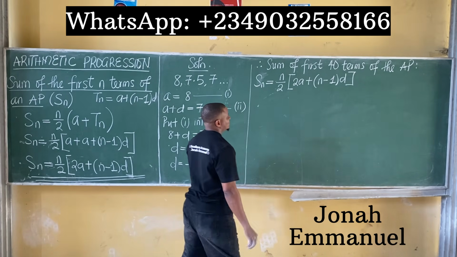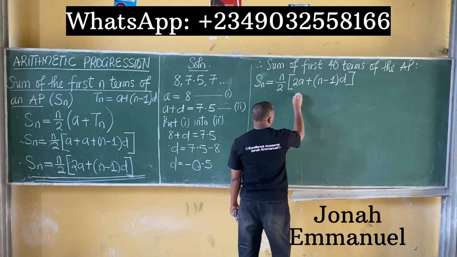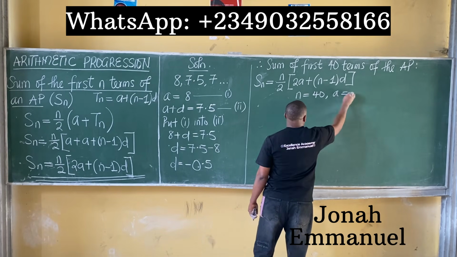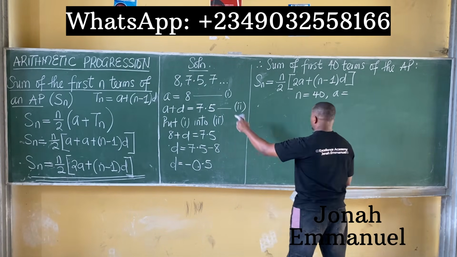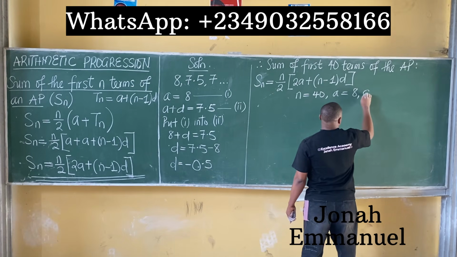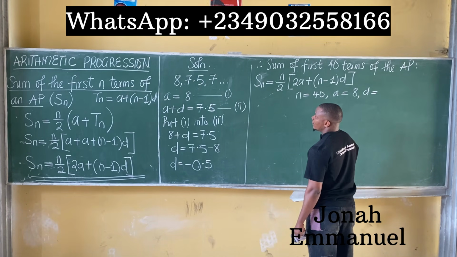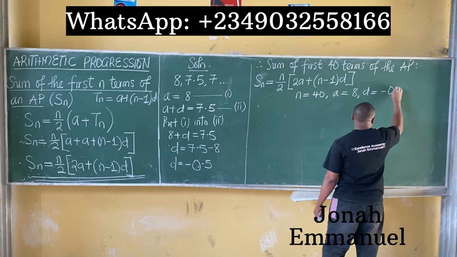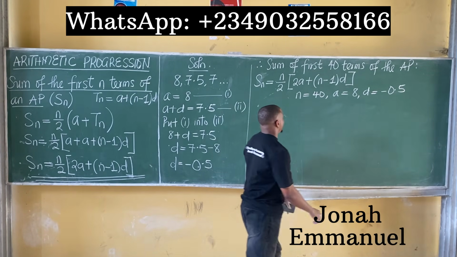So for the first 40 terms, we'll have that n is equal to 40. The number of terms is 40. We got a as, where's a? This one here, 8. We got d as, where are you? This one here, minus 0.5. All right, let's input the values.